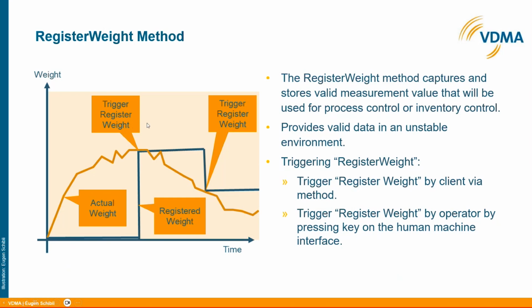It's actually a method that can be initiated by the client as well as with a keystroke from the operator on the scale side itself. So there are two possibilities to trigger the register weight functionality: either via the client, or by the operator with a key press on the human machine interface. It's a very helpful functionality.